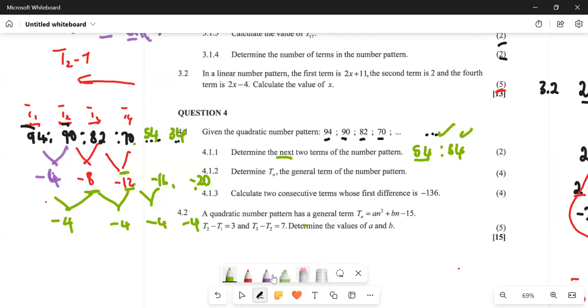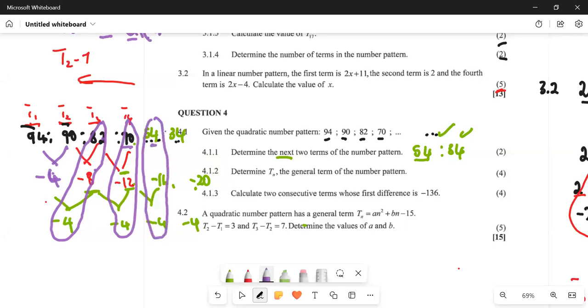And as a hint, you could also have done it another way. If I take this one plus this one plus this one, taking a zigzag like this, they give me 70. Then if I take this one plus this one plus this one, I expect them to give me this one. That's another way in which you could have made your life a little bit simpler. Okay, so we are done with 4.1.1.